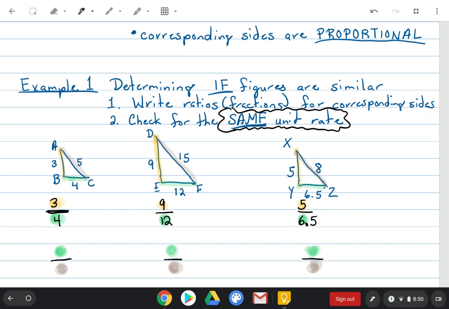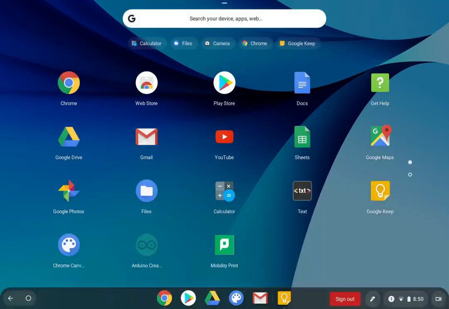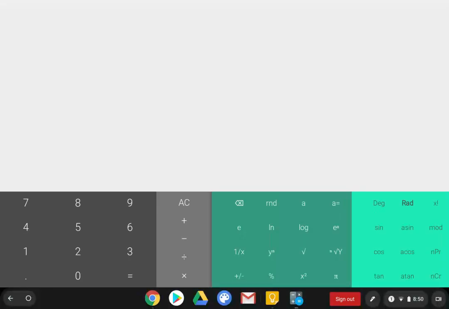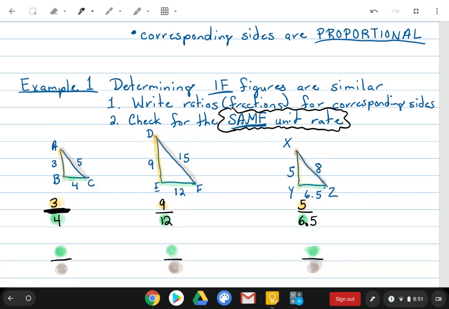Remember this line right here? That line means division, so we're going to divide. So here's a nice time to get out a calculator. And the first one, I have to divide 3 by 4. So if I go 3 divided by 4, that gives me 0.75. So the unit rate here is 0.75.